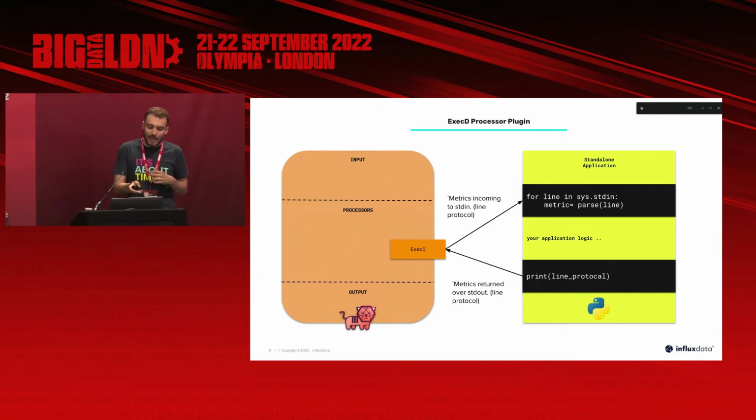So you can see that here. We are essentially using metrics to ingest in. We send those to our application. We run your application logic, print that, and bring that back in through standard out back into Telegraf, where we send it on.